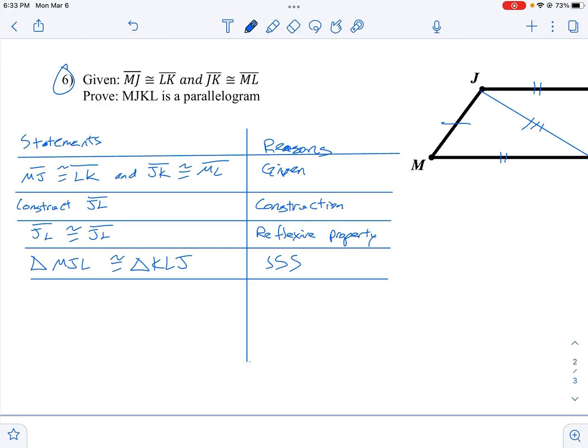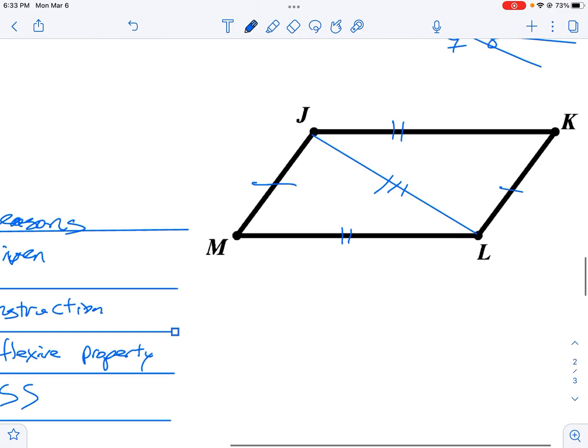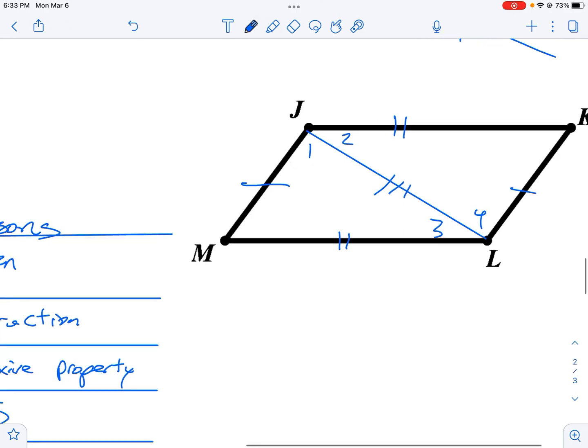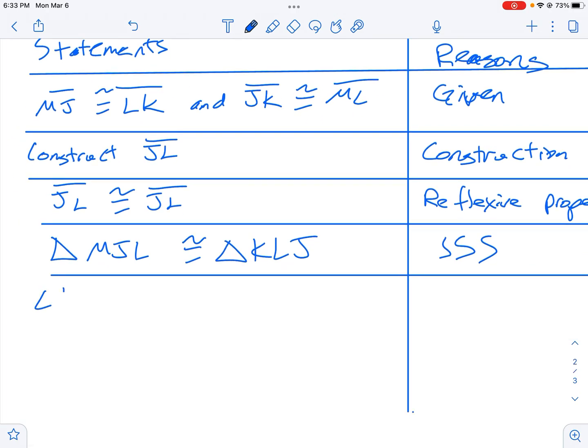So now we can say angles are congruent. I'm going to number these. We got 1, 2, 3, and 4. So 2 and 3 are going to be congruent, and 1 and 4 are going to be congruent because they're corresponding parts of congruent triangles. So angle 1 is congruent to angle 4, and angle 2 is congruent to angle 3, by corresponding parts of congruent triangles are congruent.